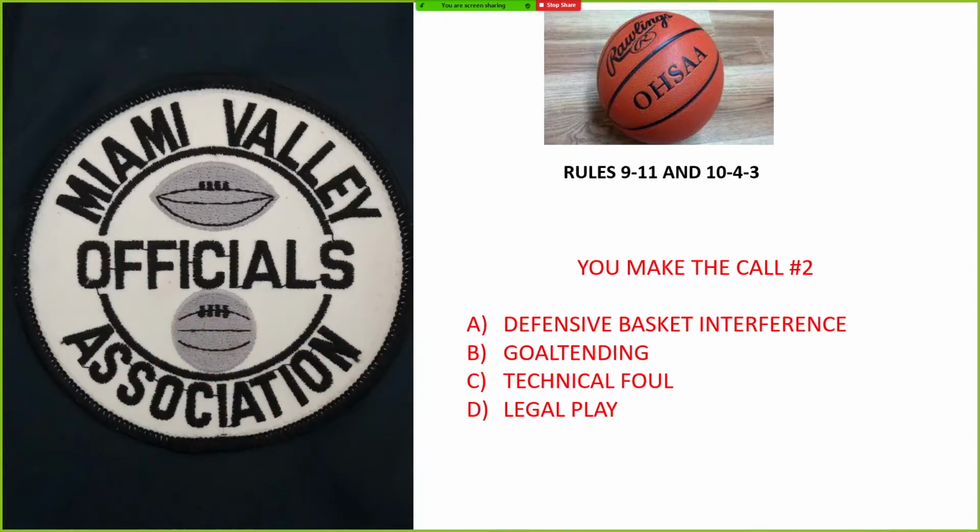Thanks, Rayshawn. These next 2 videos are around rules 9-11 and 4-6-1. You make the call number 2. Is it A, defensive basket interference, B, goaltending, C, technical foul, or D, legal play?